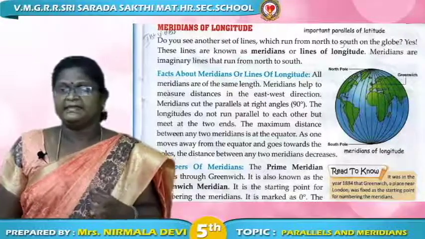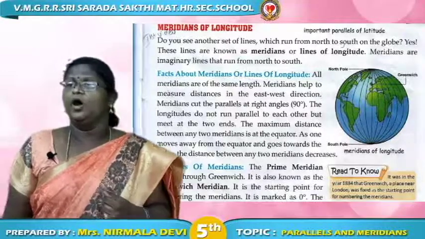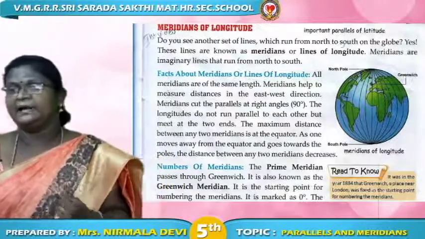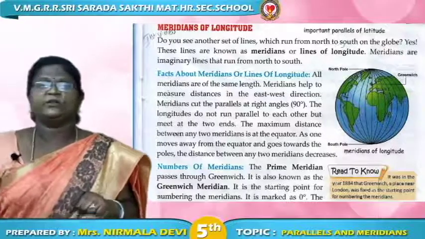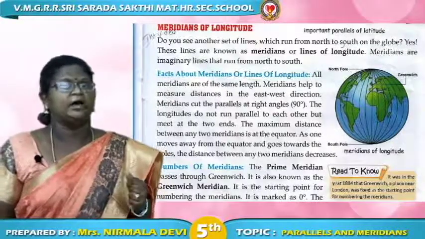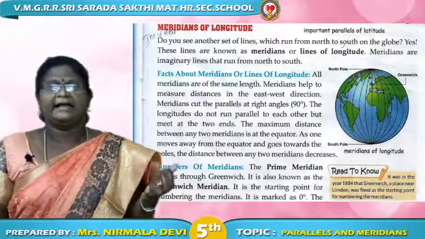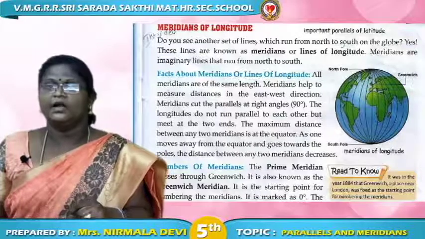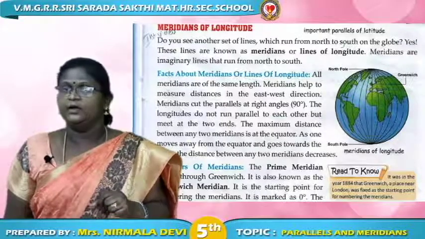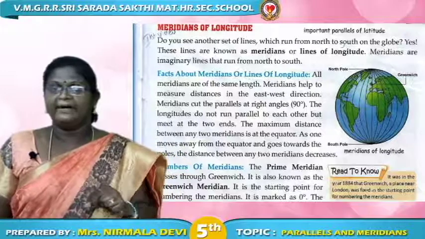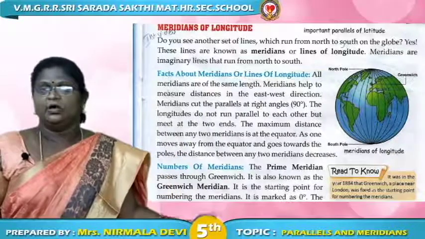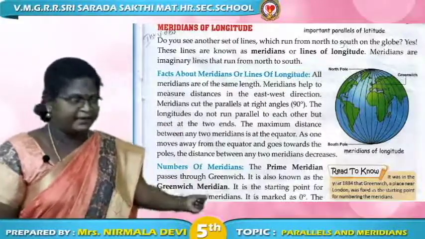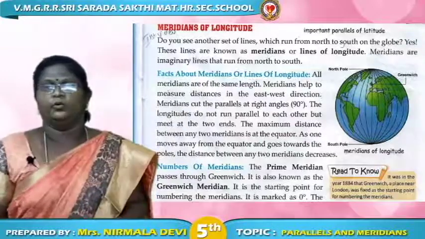Facts about meridians or lines of longitude. All meridians are of the same length. Meridians help to measure distances in the east-west direction. Meridians cut the parallels at right angles. The longitudes are not parallel to each other, but they meet at both ends. Just like drawn, these longitudes meet at the North Pole and South Pole.